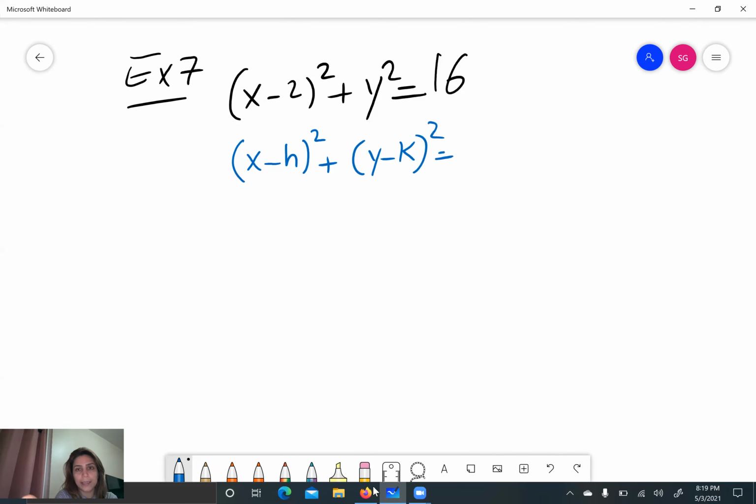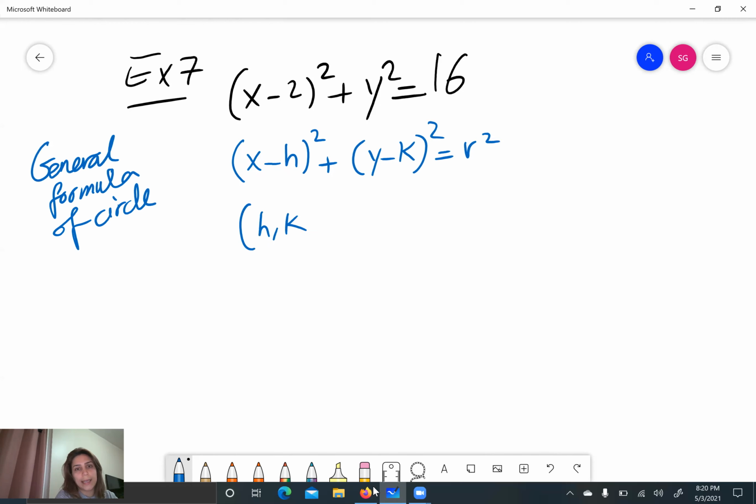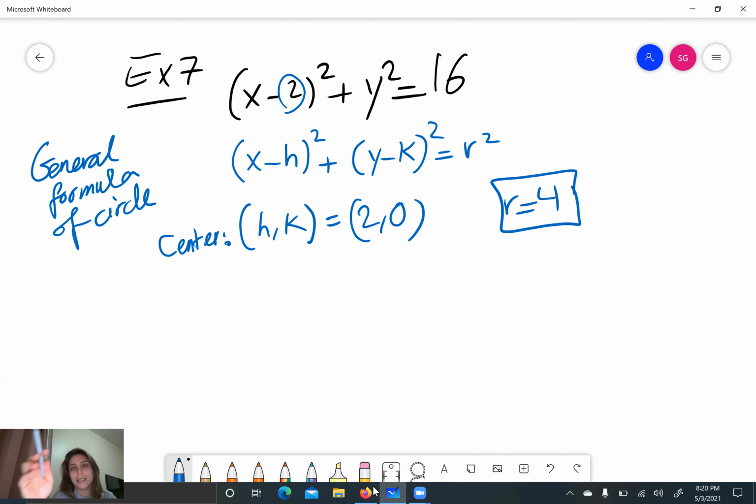This is the general formula of a circle, right? So what is this? H and K are the center. The center is (H, K), which in this case is (2, 0). So this circle has a center at (2, 0), and R is 4 because R squared is 16. The square root of 16 is 4.